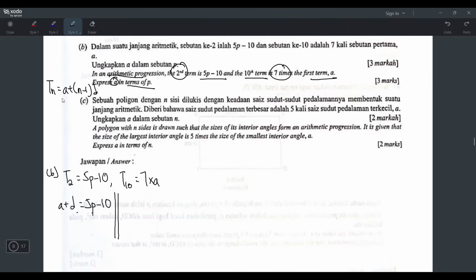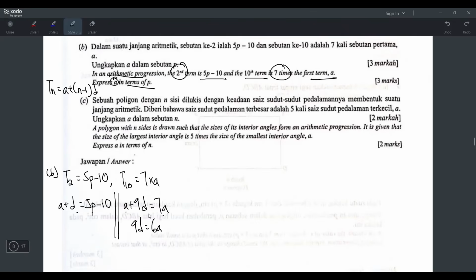So what is T10? Use the same formula, a plus n minus 1 d, but you don't have a, and n minus 1 is just 10 minus 1, so 9. You don't have d either, so just write d equals 7a. Oh, I see something. The a and a can be combined. So 7a minus a, you will get 6a. So you end up with 9d equals 6a.